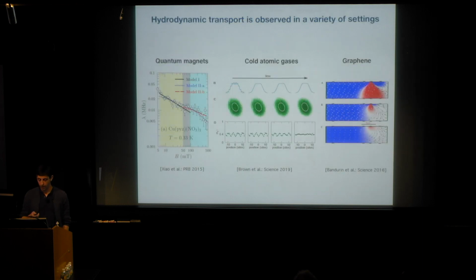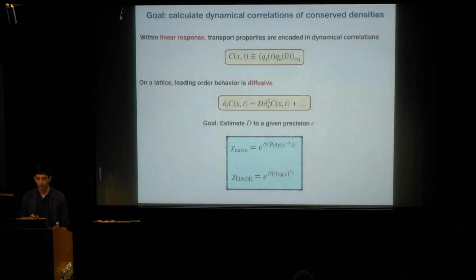And just as a quick aside before going into the details, this kind of hydrodynamic transport is relevant to a bunch of experimental settings. So in quantum magnets or cold atomic gases or in some experiments on graphene, you can go to a regime where really you see these hydrodynamic features pop up. Okay, so with that in mind, this is roughly the goal that we're trying to achieve.